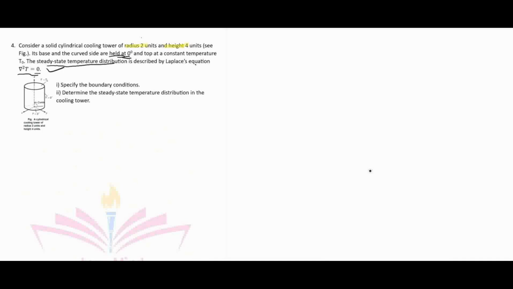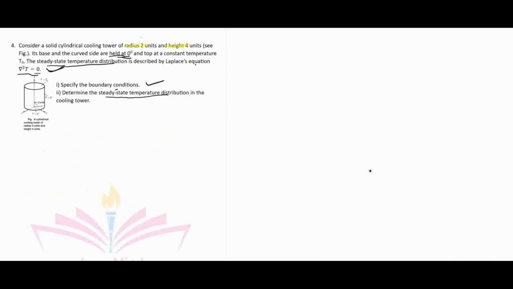What the question is: specify the boundary conditions. In the first part, we are going to specify the boundary conditions. The second part is to determine the steady state temperature distribution in the cooling tower, which means finding the solution of Laplace's equation. Without the boundary conditions, we can't find the solution, the particular solution we can't obtain. So in order to do that, we have to first specify the boundary conditions.